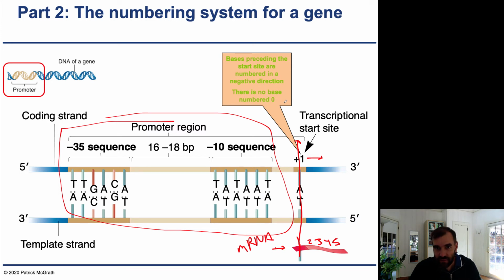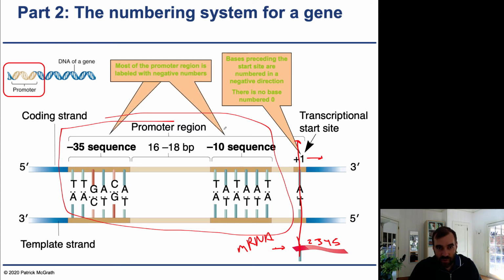There is no base numbered 0, so bases preceding the start site are numbered in the negative direction. Most of the promoter region, where the polymerase initially binds, is in the negative region.